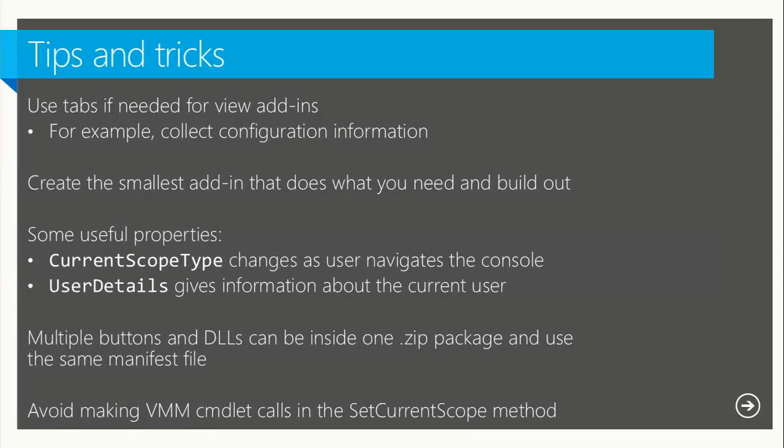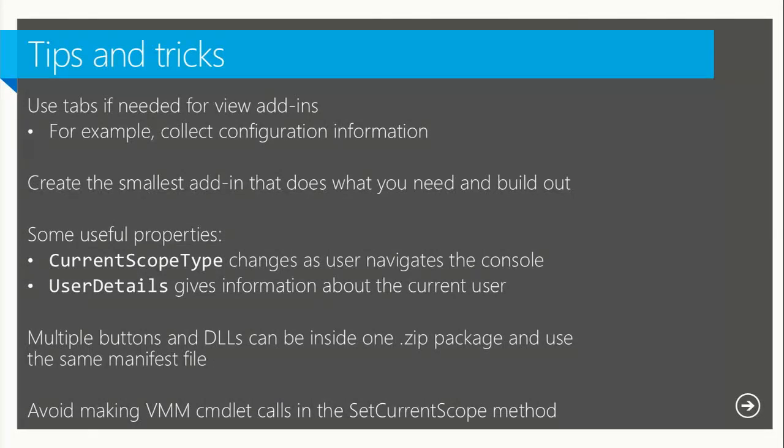There are also a couple of useful properties that you should know about. Current scope type tells you what the type is that the user's clicking, so whether you're getting hosts or VMs or things like that. User details is useful because it gives you information about the current user. So if you want to know what user role this VMM user is or what permissions they have, that will be inside that object.